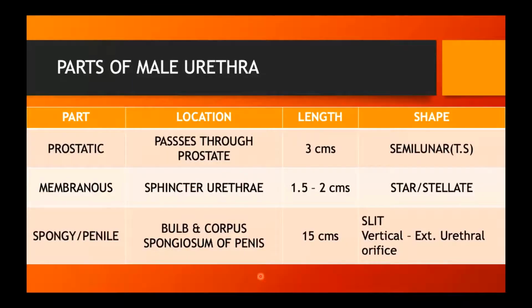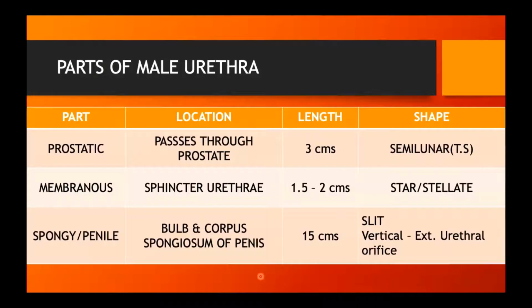Coming to the parts of the male urethra. The male urethra is understood in terms of three parts. The part which is traveling in the prostate gland, we call it the prostatic part. The part next to that, traveling a very small distance in the pelvic fascia, is the membranous part. And next, when it is entering inside the penis, we call it the spongy or the penile urethra.